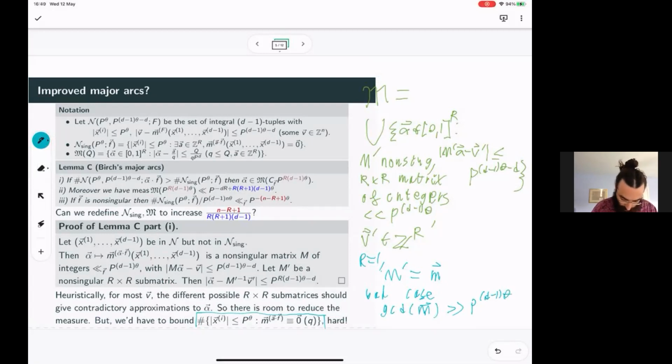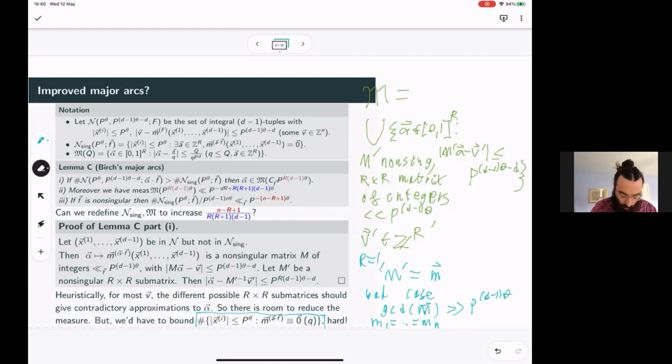So that's the same size as the elements of the vector itself. So this is really just saying that all of the elements of this vector are equal, and somehow terms like this will genuinely give a set of major arcs of the measure in this lemma C.